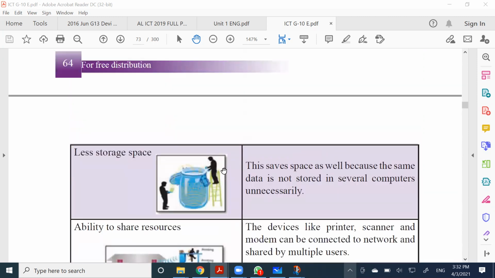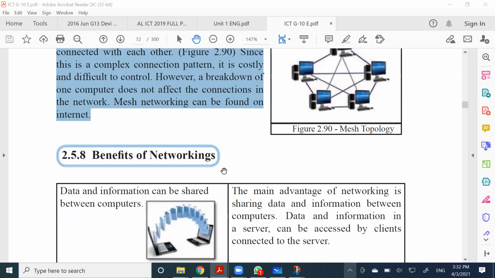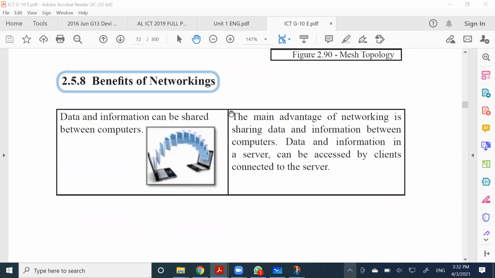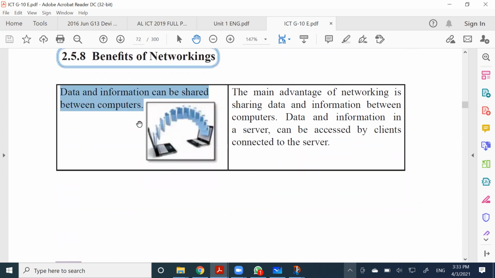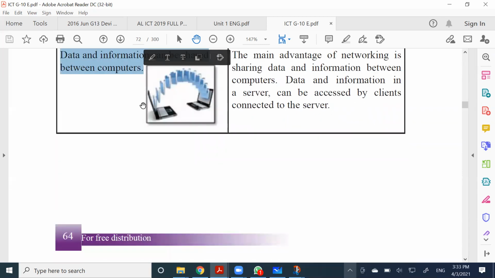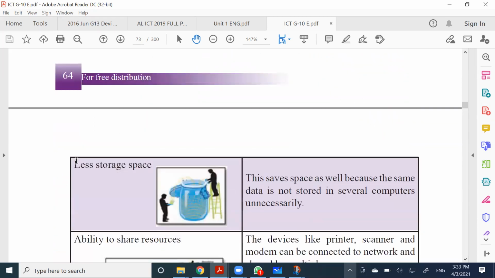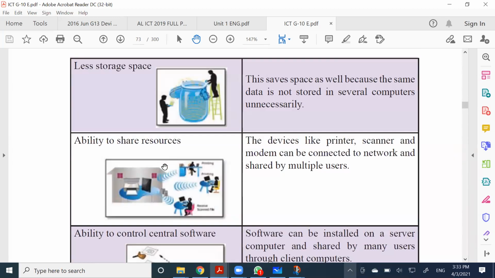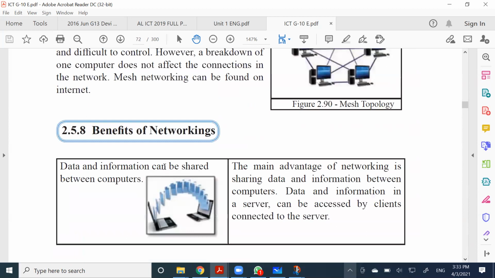Okay, so regarding the benefits of networking, we are not going to write these explanations. The right side column we are not going to write, but the left side column, list it down one by one. Only the left side column, right? Data and information can be shared between computers, less storage space, and so on until electronic mail, right? Copy it down.